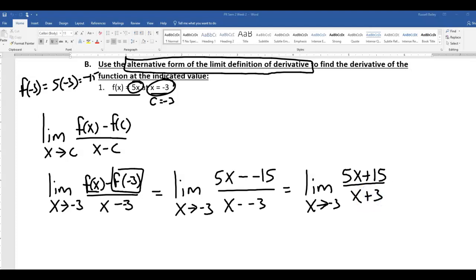Now with these ones, a lot of times what you're going to have to do to simplify the answer is you're going to have to factor and then cancel. So in this case, the top, you can factor out a 5. And then you're going to cancel, and that removes the discontinuity.